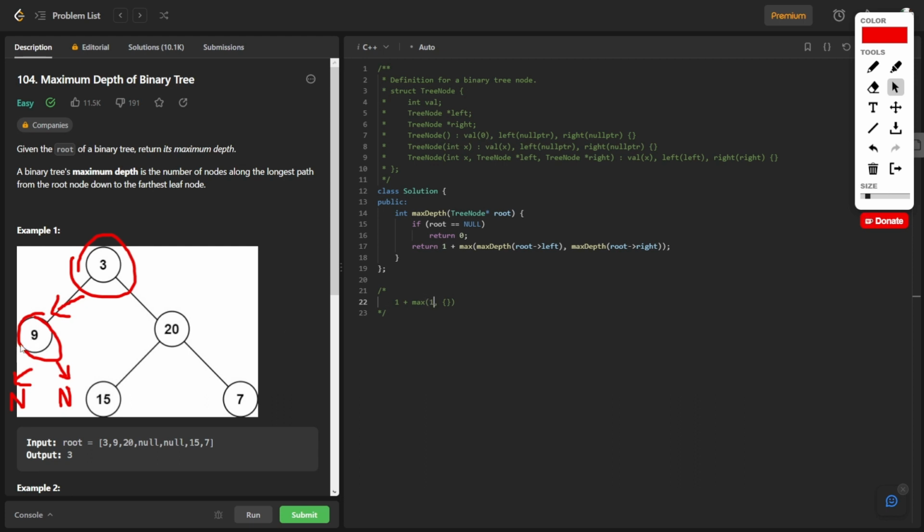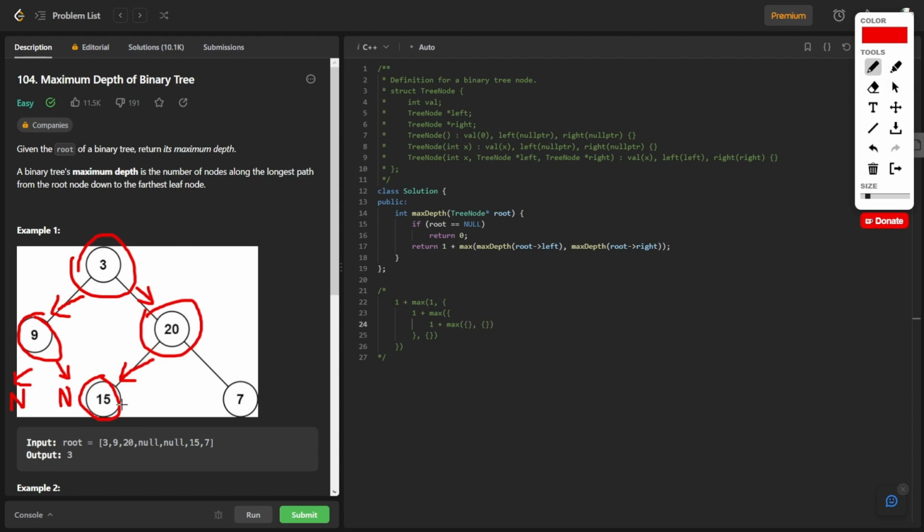So it's correct, right? A depth of 1. Let's move on to the right node, the right branch, or subtree, whatever you want to call it. Again, we are over here. We have to return 1 plus maximum of something and something. This something will be our left node, which is over here. So let's try again. This one will be 1 plus max of something and something.